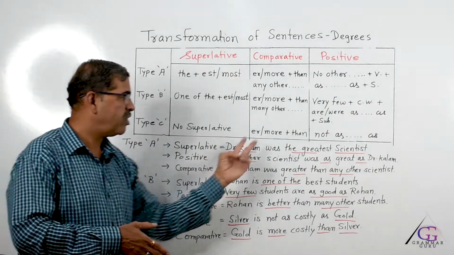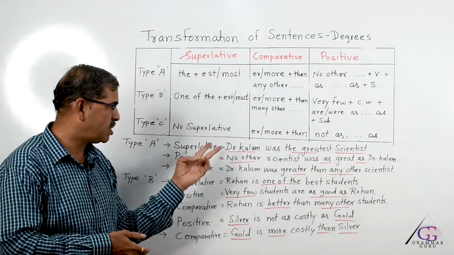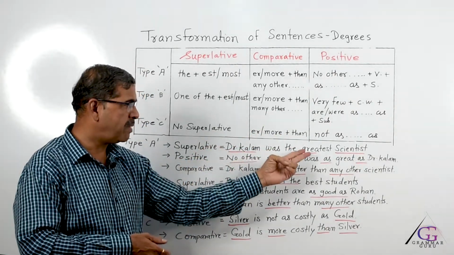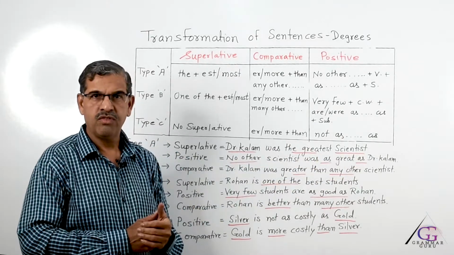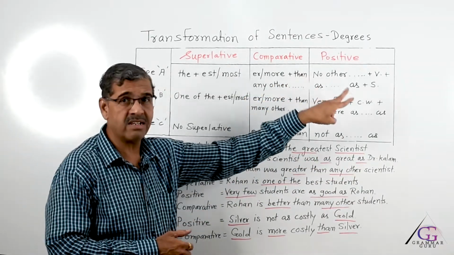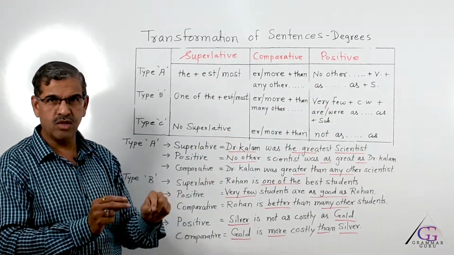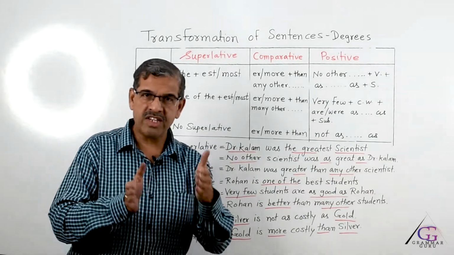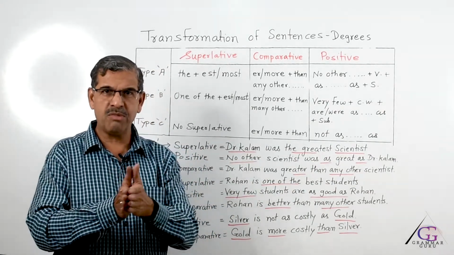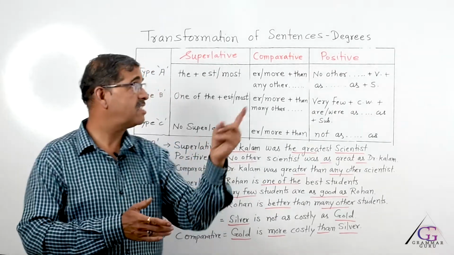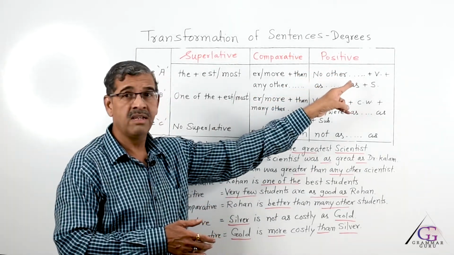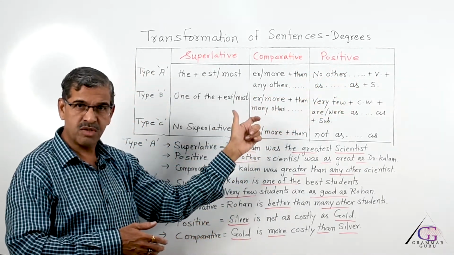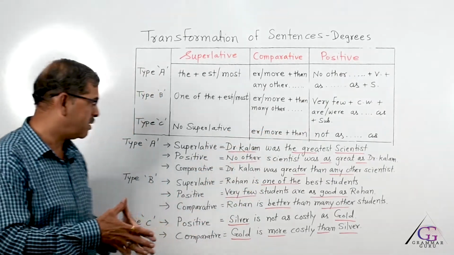Let us take another example: Shakespeare was the best writer. So the answer will be: no other writer was as good as Shakespeare. Or you can say: rose is the most beautiful flower. So the answer will be: no other flower is as beautiful as rose. I hope it is clear.